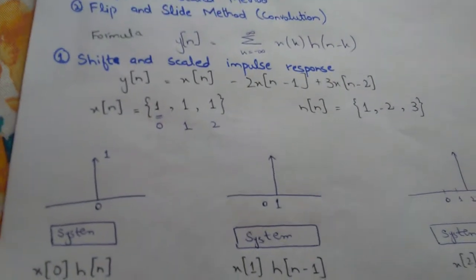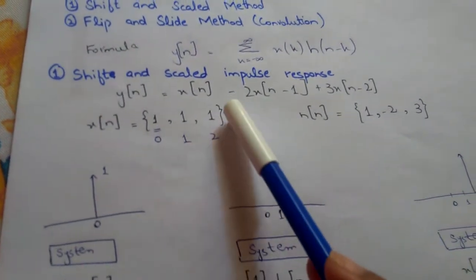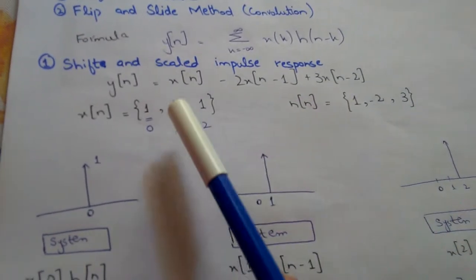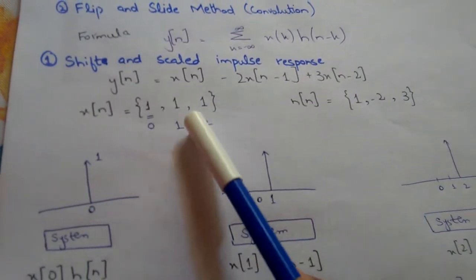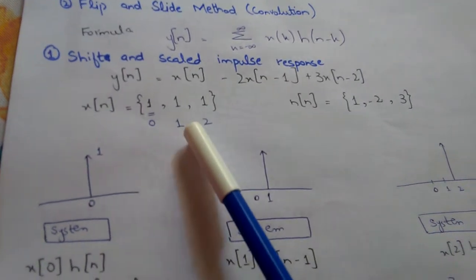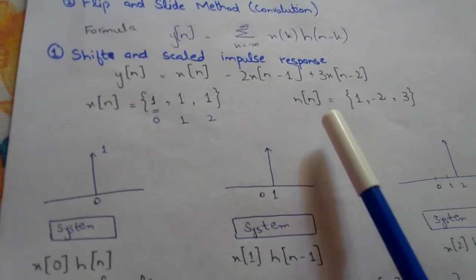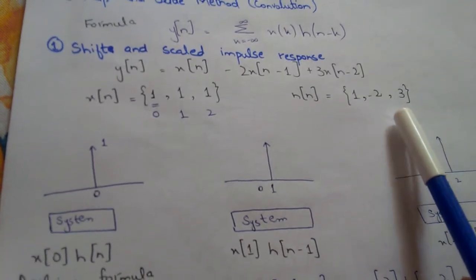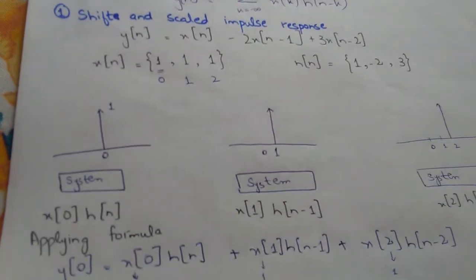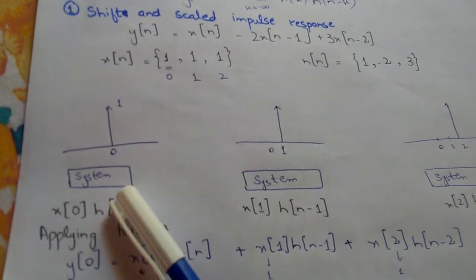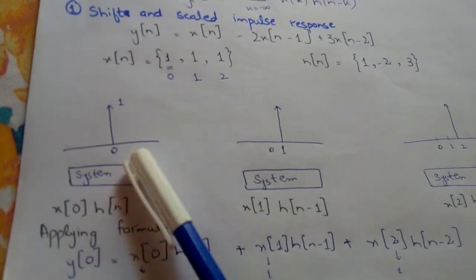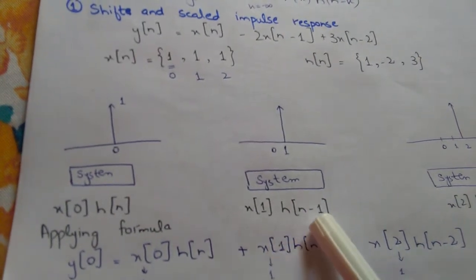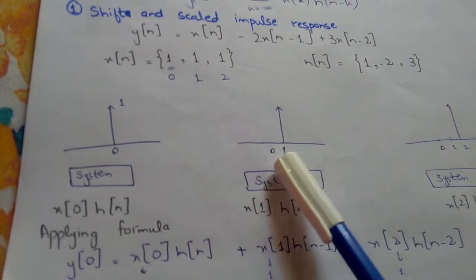Let us consider a system y of n is equal to x of n minus 2x of n minus 1 plus 3x of n minus 2, for which x of n is 1 1 1. It is 0 index, and it is 1, it is 2, and h of n is given as 1 minus 2 and 3. For the system, x of 0 h of n gives an impulse at 0, and for x of 1 h of n minus 1 we have the impulse at 1.